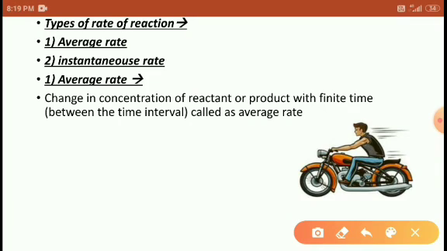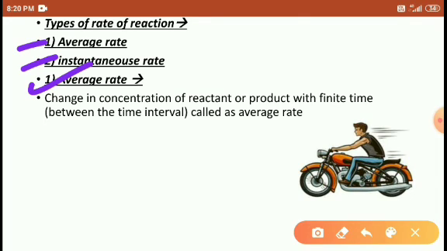Okay. Next, students, the next heading is the types of rate of reaction. There are two types. The first one is average rate. The second one is the instantaneous rate. So let's discuss the first one, average rate.